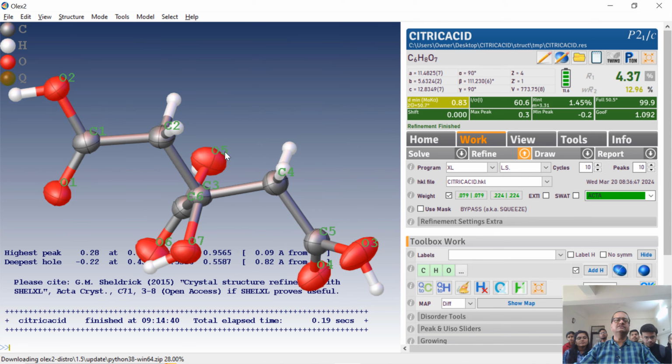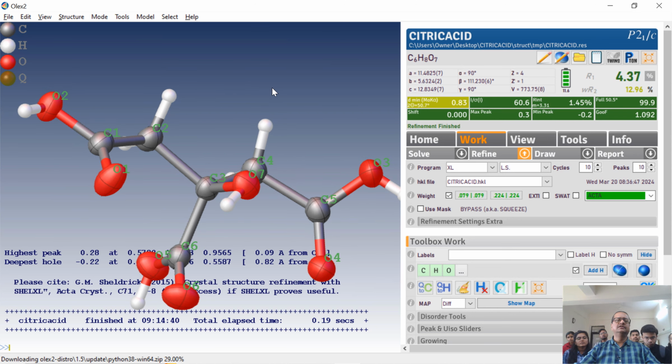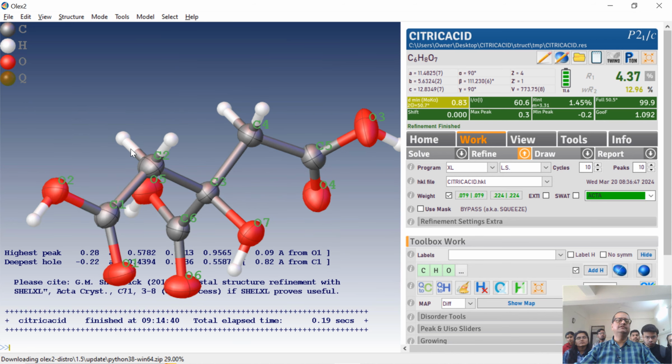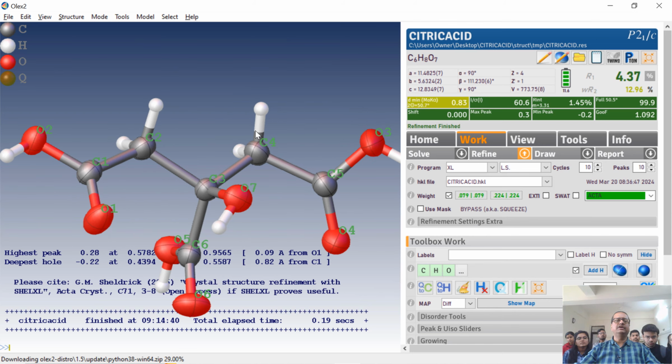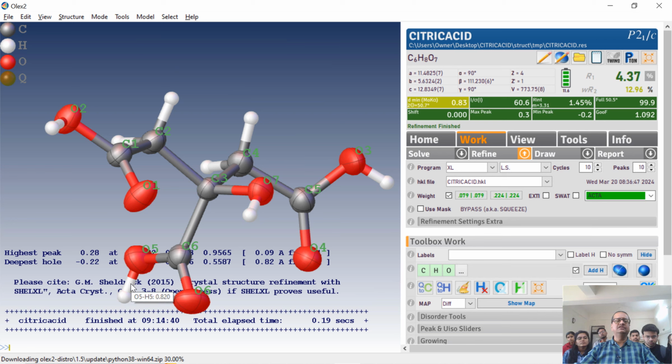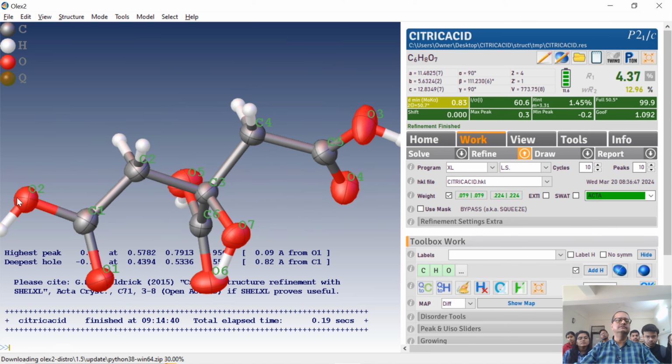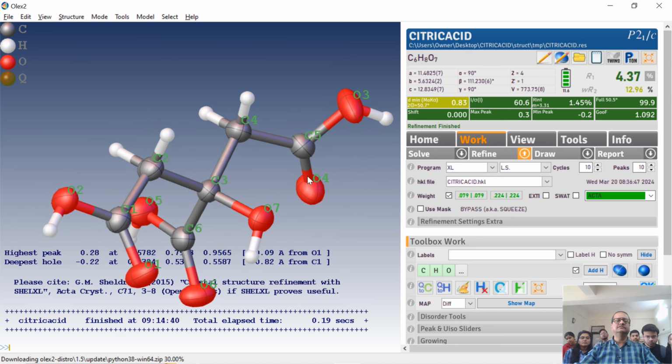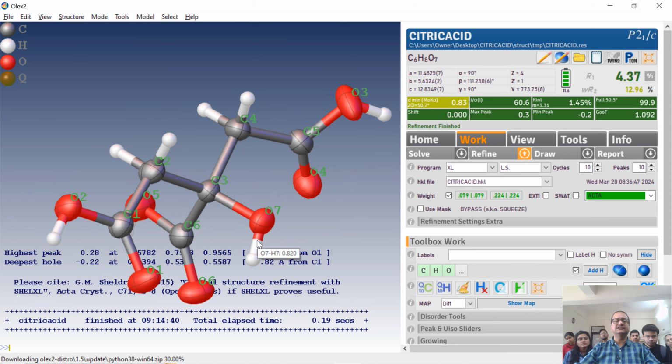Now by doing this, what has happened? You see, now the bond lengths are all fixed: 0.97 angstrom, 0.97, 0.97, 0.97, because these are now geometrically fixed. The OH bond lengths are all geometrically fixed to 0.82. And this OH also should be about the same, yes, 0.82.